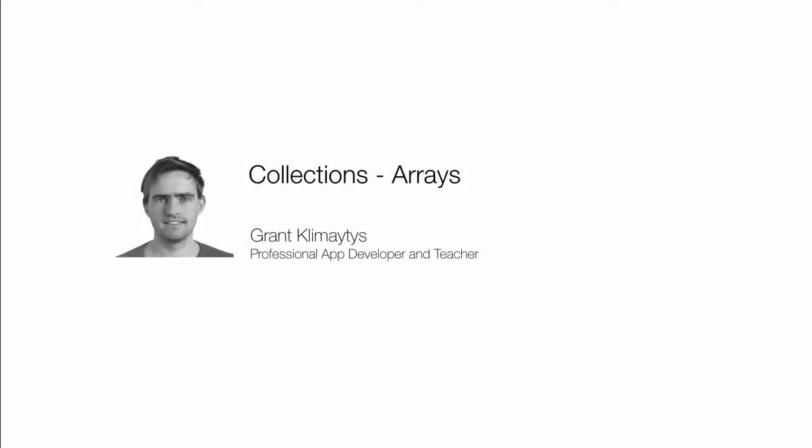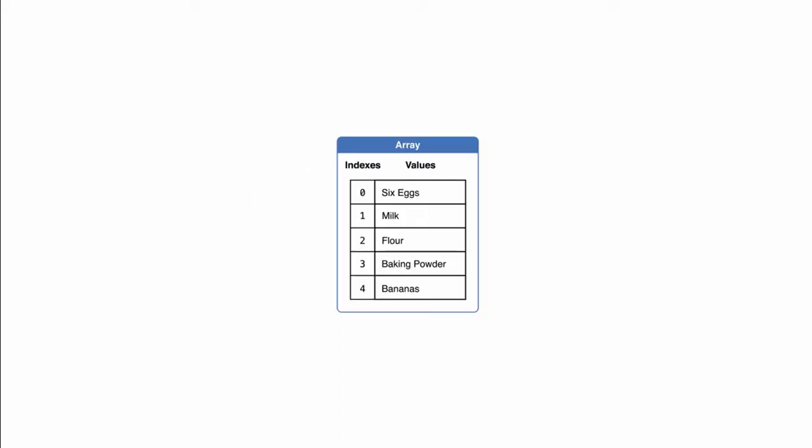Moving on from variables, we have collections. The first type of collection we have in Swift, there are roughly 3 that you will generally use. The first of these are called arrays. Now, an array stores a whole collection of variables, as you might guess, and it stores these in an ordered list. So I might have some strings that say 6 eggs, milk, flour, baking powder, and bananas.